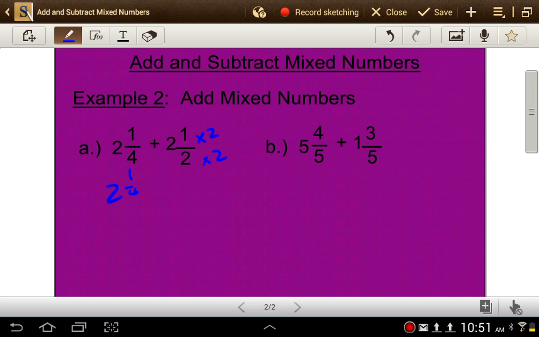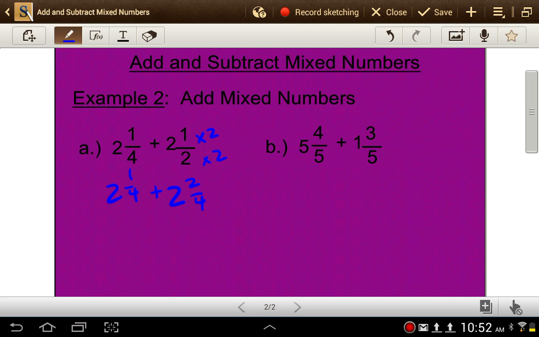Just rewrite your problem, guys. Don't try to cram it all in there and try to write over the existing numbers. Rewrite the problem so it's nice and clean and easy to read. And that's 2 2/4. Okay, now I'm going to teach you by adding, by not turning them into mixed numbers. You can always turn them into mixed numbers and then add them and work from there, but I'm going to try to teach you how to do it without having to do all that work.